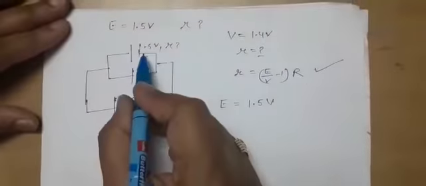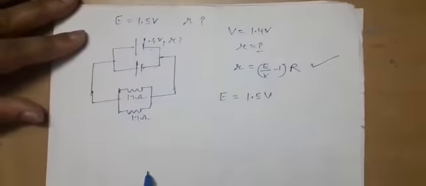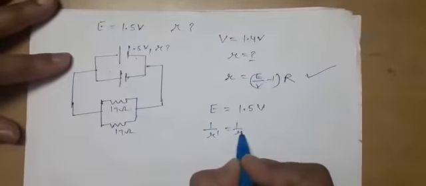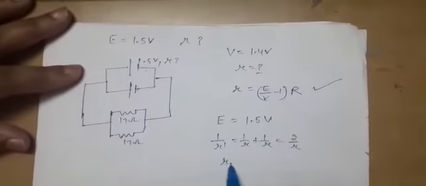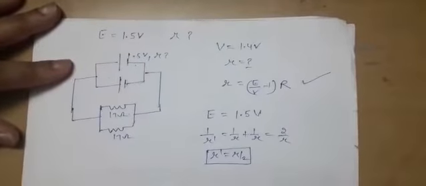Right? Now, when these are connected in parallel, their internal resistance will also be in parallel combination. So here you can take 1 by R dash is 1 by R plus 1 by R. This is 2 by R. So R dash will be R by 2. Internal resistance of the combination we have obtained.